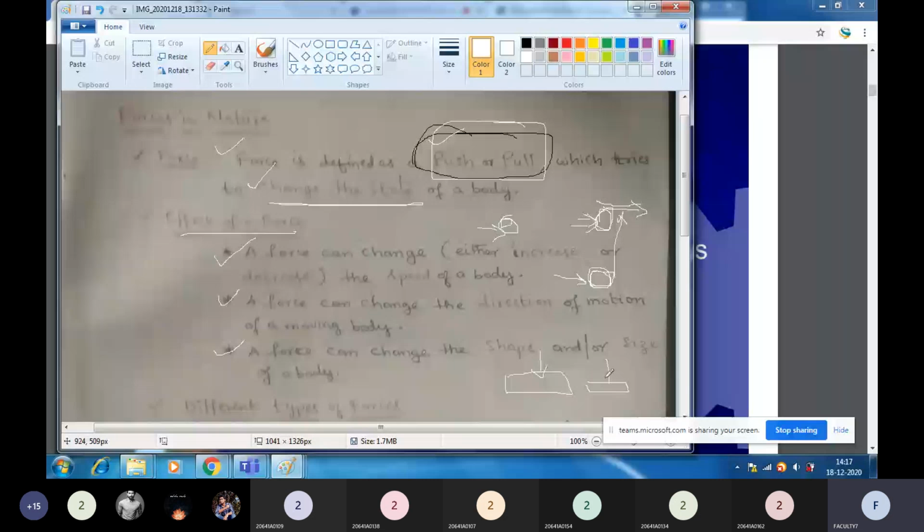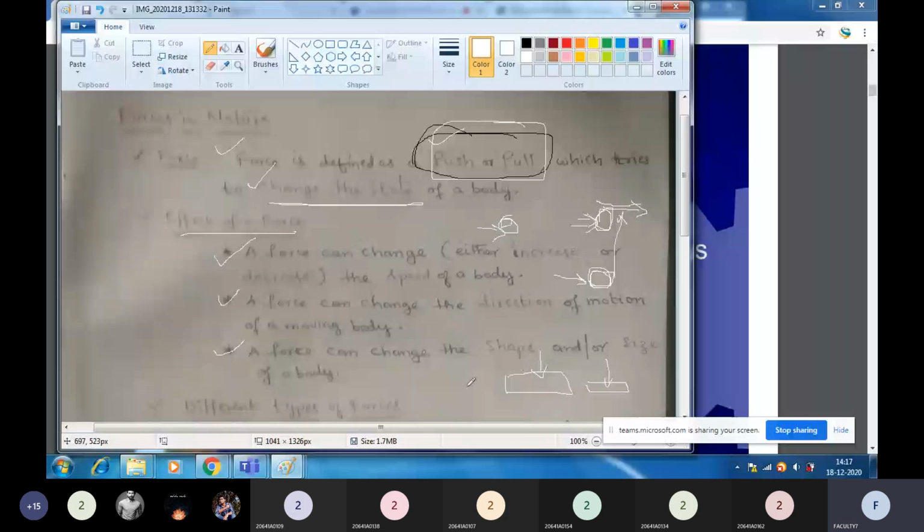So what is the point here? You can change the shape as well as size of the body. So this is one of the examples. Here I had considered a sponge. Similarly, you can apply any other example.